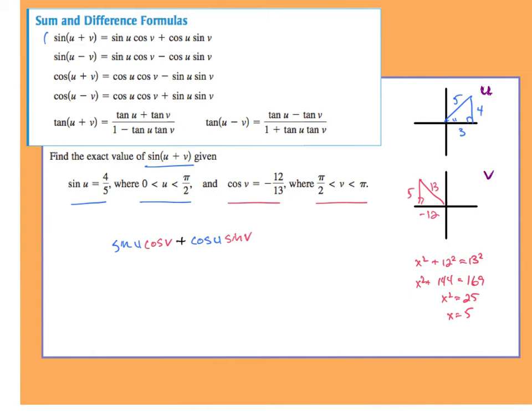So, sine of u. Well, if I look at my u triangle, what is the sine of my u triangle? 4/5. And then cosine of my v triangle. What's the cosine of my v triangle? Negative 12/13.